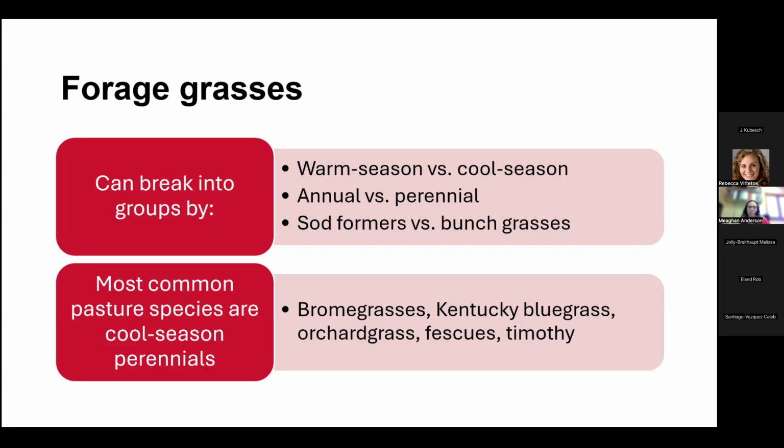And so that's really important when we are thinking about our perennial type systems, that it's really nice to have a variety of things that will form sods and things that will be bunch grasses. And so those sod formers will help fill in open space in our pastures. There's a lot of common species that we use, but the great majority of the ones that we use here in Iowa are going to be cool season perennials. Those will be things like our brome grasses, our Kentucky bluegrass, orchard grass, the fescues that we might grow here, and then things like Timothy as well.